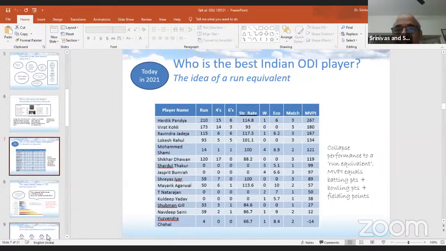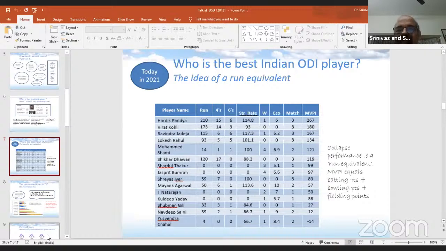What I've done is that I've brought bowling, batting, and fielding, which at other times you think is not easy to compare, down to the same index. I've brought it down to a base index, which I call the run equivalent. And how do I get the run equivalent? Well, I add up his batting, bowling, and fielding points.